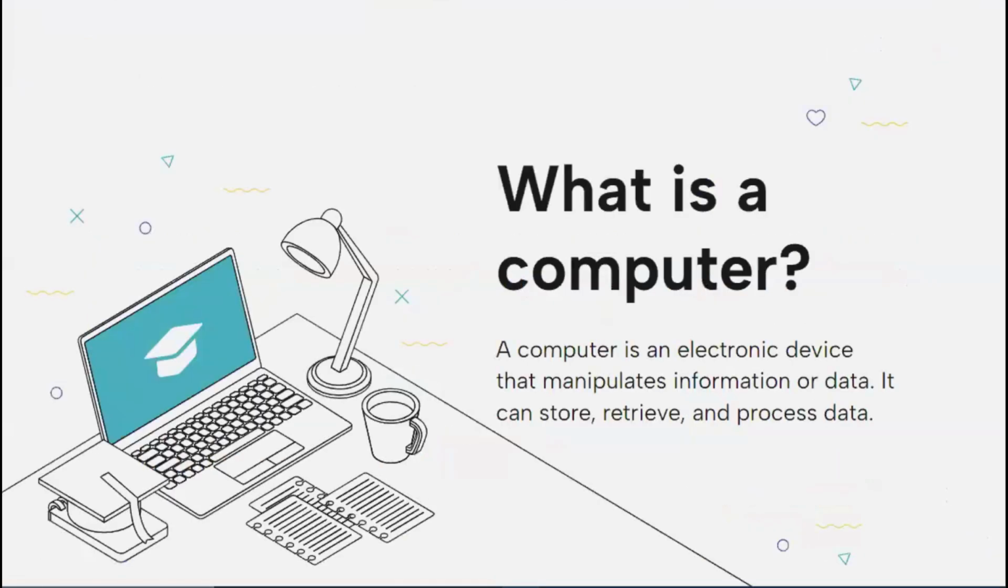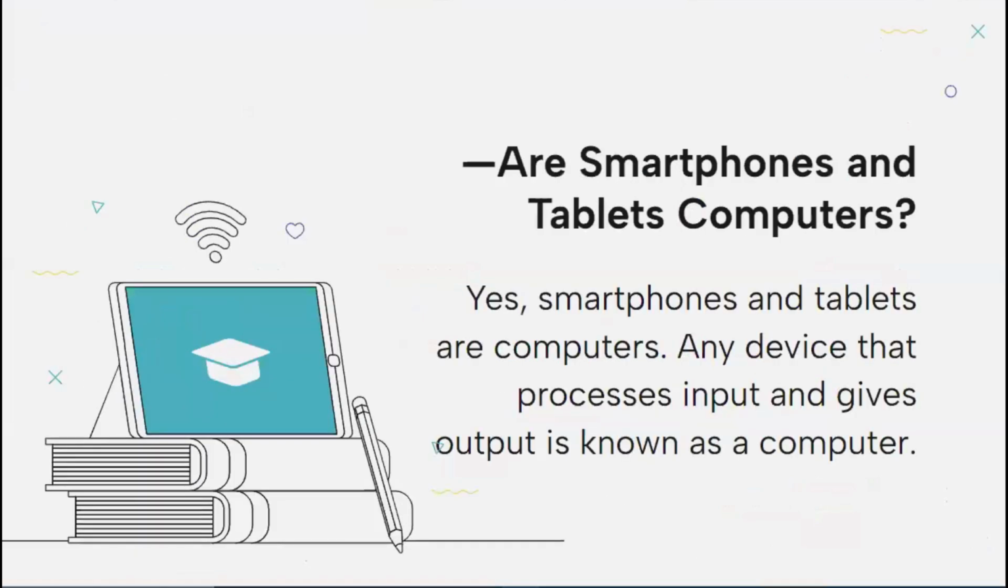To start, let's define what is a computer exactly. A computer is an electronic device that manipulates information or data. It can store, retrieve, and process data. You may already know that you can use a computer to type documents, send emails, play games, and browse the web. Are smartphones and tablets computers? Yes. Smartphones and tablets are computers. Any device that processes input and gives output is known as a computer.